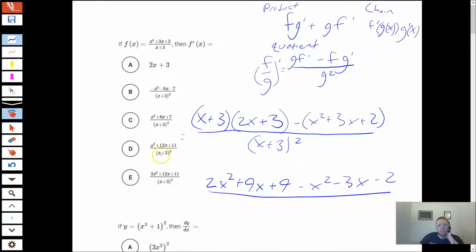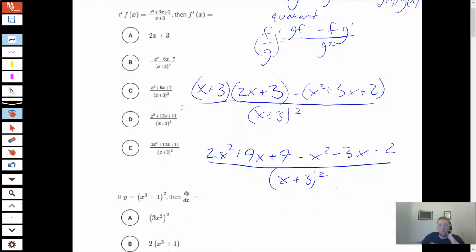And then I'm going to notice that my answer choices have x plus 3 squared in them, and I'm going to leave that alone. And I'm just going to combine like terms on top. And done, right? So I get x squared plus 6x plus 7 over x plus 3 squared. So that is f prime of x. And there we go, quotient rule. That is answer choice C. Okay, so this is the easiest one. They get harder from here.